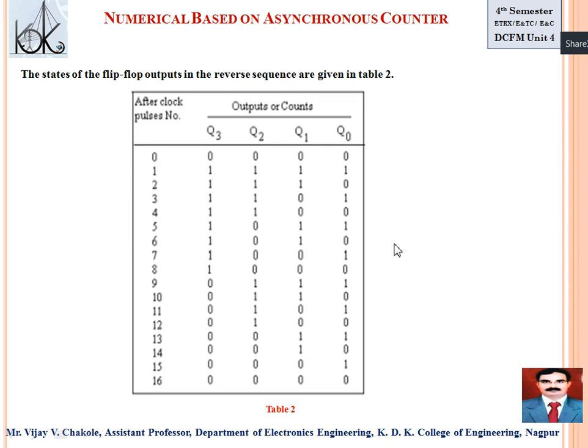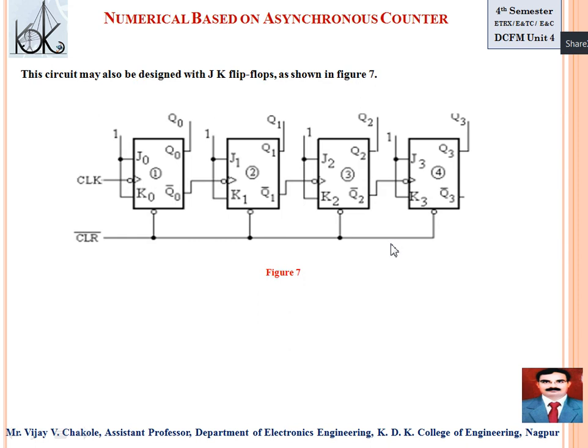Now the same problem you can do with the help of a JK flip-flop also. As you know, the relationship between JK and T is that when you short J and K, it becomes a T flip-flop. As you know, when T equals 1, toggling takes place. So my requirement is toggling, and in the JK flip-flop truth table, toggling takes place when J equals 1 and K equals 1.